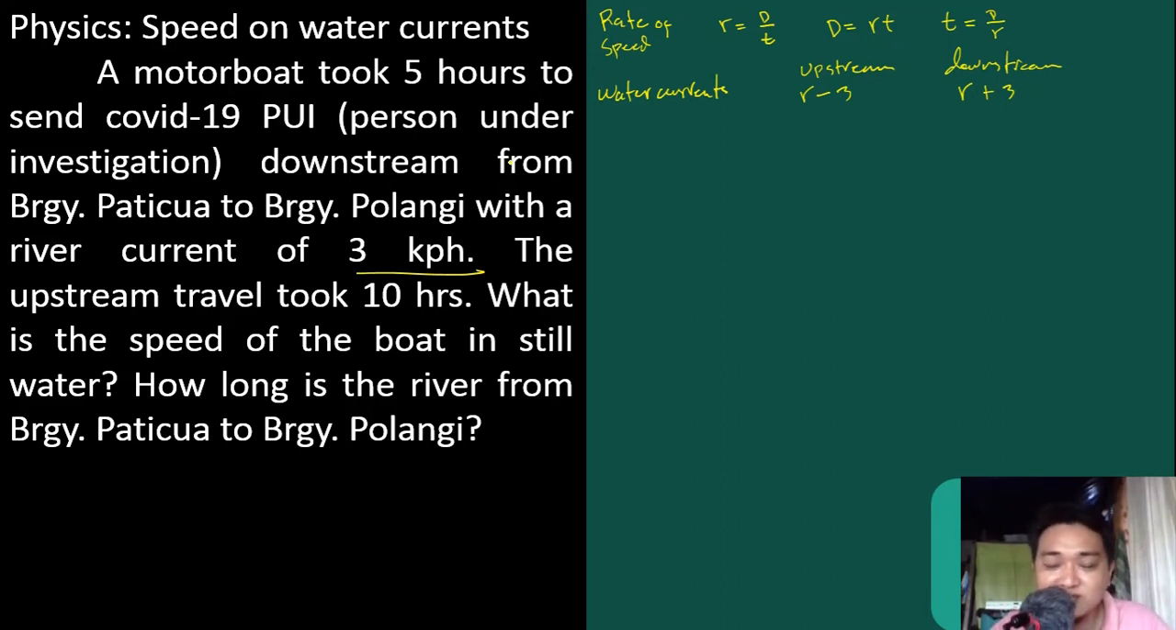Pero medyo tricky yung problem natin kasi konti lang yung binibigay na information. Ang binigay lang dito is time, kung ilang oras yung downstream at saka kung ilang oras yung upstream. Yun lang ang binigay. Tapos ang binigay lang din yung bilis ng water current. Hindi binigay sa atin kung gaano kahaba yung river. Hindi rin binigay sa atin kung gaano kabilis yung motorboat sa still water or normal water. So, ang gagawin natin, iti-table natin yung mga information na nakuha natin para mas madali natin siyang masasagutan.